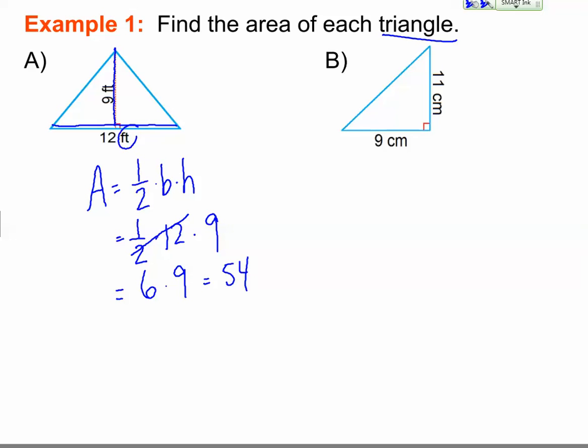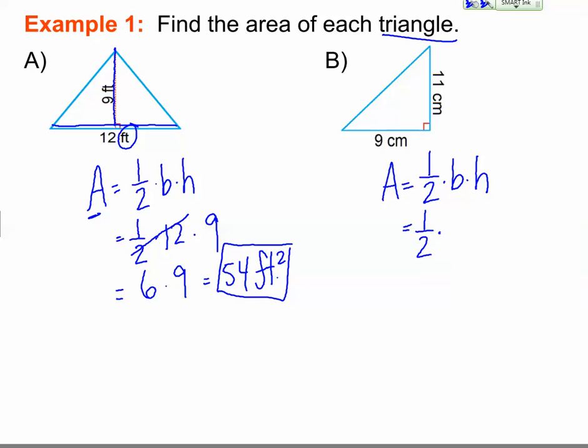Look at your units. We are dealing with feet, and we are also solving for area. Remember, area is a two-dimensional measurement because I'm doing feet times feet, so we have to square our units. And the area of this triangle is 54 square feet. Let's take a look at B. One more time, copy your formula to find the area of a triangle and fill in everything we know.